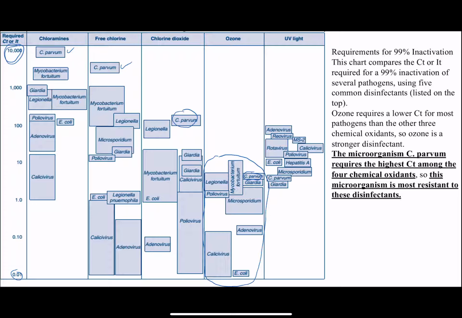Okay, so another conclusion of this graph, found to the right, is the requirement for 99% inactivation. This chart compares the CT or IT for the UV light and CT for the rest, required for 99% inactivation of several pathogens using 5 common disinfectants. Ozone required, this is the very nice conclusion, a lower CT for most pathogens than the other 3 chemical oxidants. And also the microorganism C. parvum requires the highest CT among the 4 chemical oxidants. So this microorganism is most resistant to these disinfectants. Nice graph.